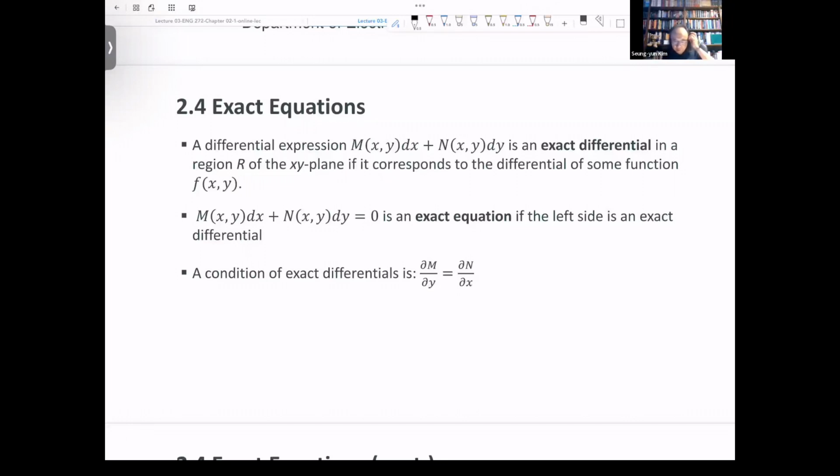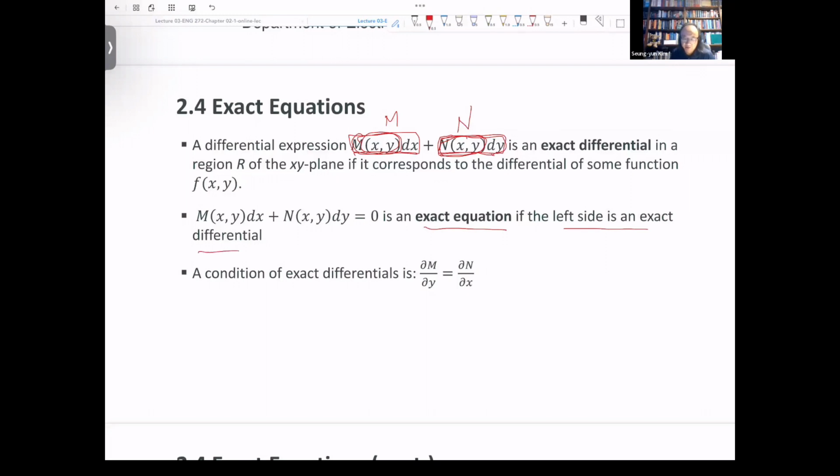Okay, section 2.4, exact equations. A differential equation expression can be written with a term with the dx and a term with the dy. We're going to call anything with the dx M, and anything with the dy N, okay? And it's a homogeneous equation, meaning it equals 0. And then it is an exact equation if the left side is an exact differential of the right-hand side.